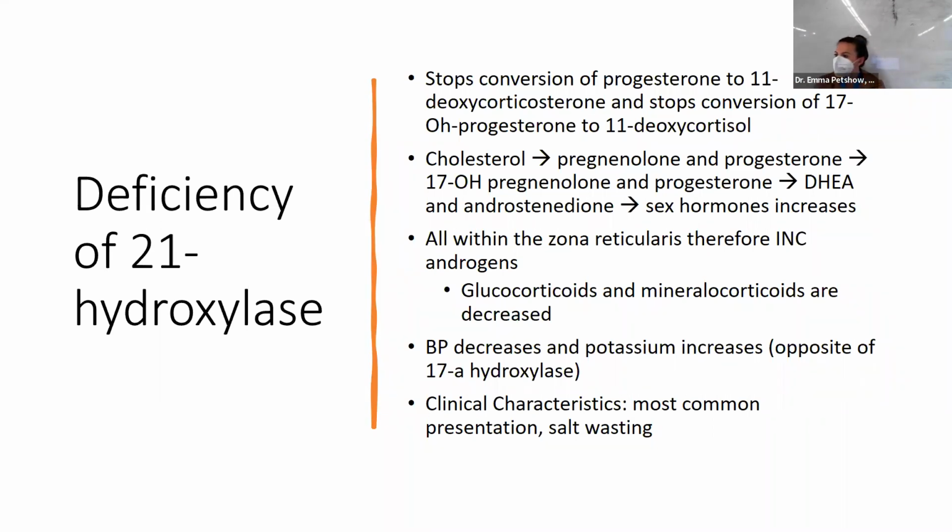So the only area that's allowed to go forward in 21-hydroxylase deficiency is in the reticularis. So we're going to see increased androgens. So our glucocorticoids and our mineralocorticoids will be decreased in this deficiency.